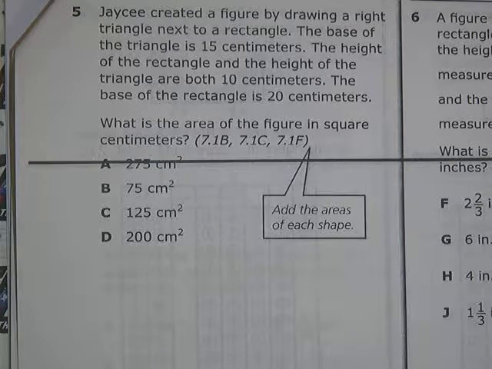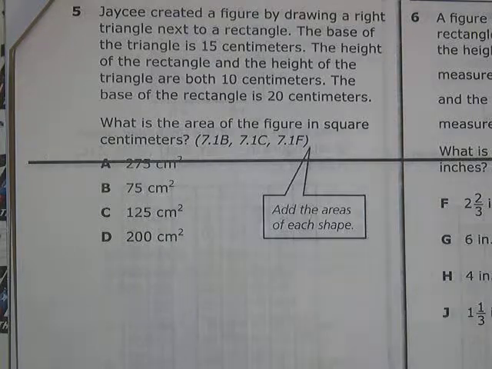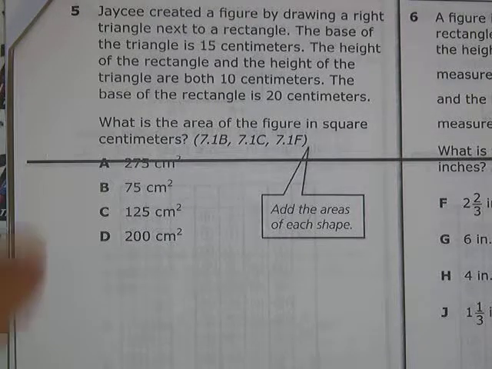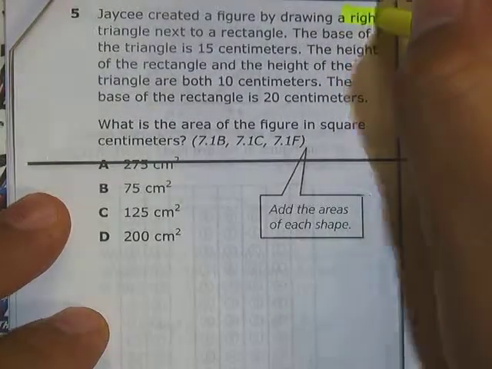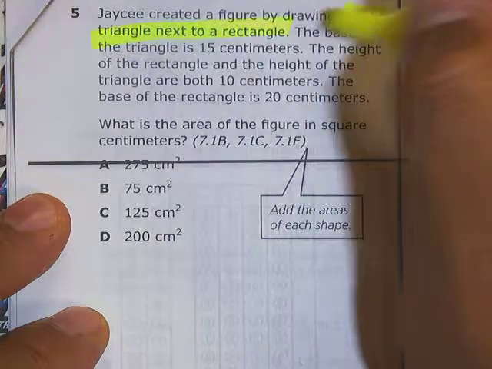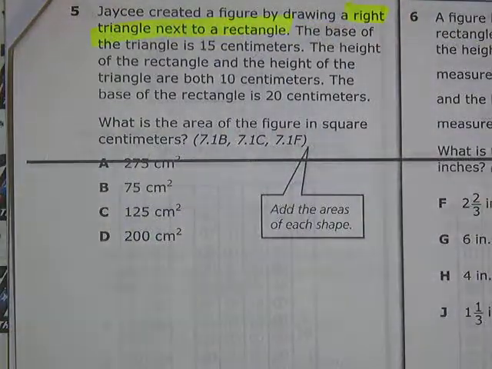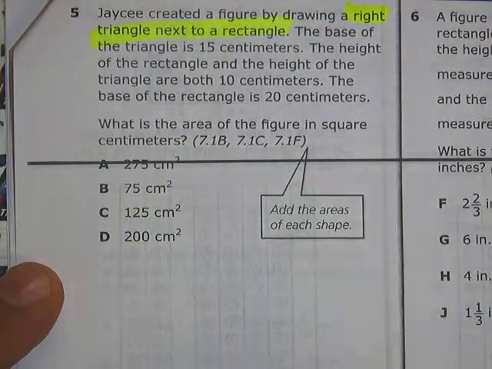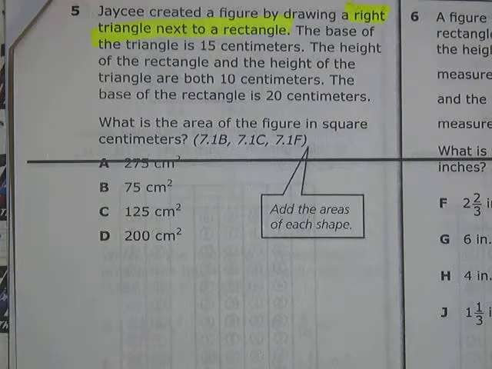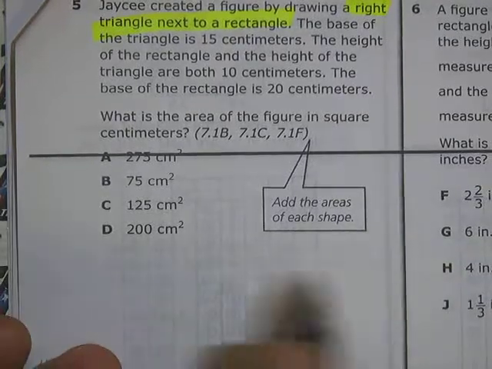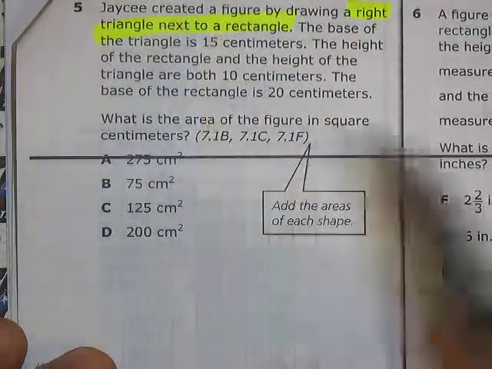Alright guys, we're going to look over another set of composite figures, and this time they're giving you a couple of statements. It says there, JC created a figure by drawing a right triangle next to a rectangle. Okay, so let's do that first. Let's draw the figure. That way it'll help out seeing a visual of what they're talking about.